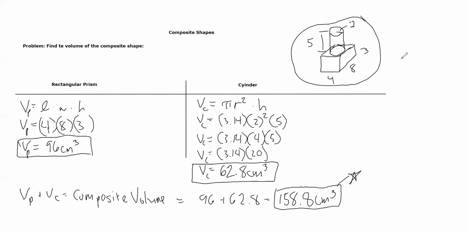What if you happen to have two boxes on top of each other, with one box just being slightly smaller? You're still going to have to do the T-chart, but instead of it being rectangular prism and cylinder, it'll be rectangular prism and rectangular prism.